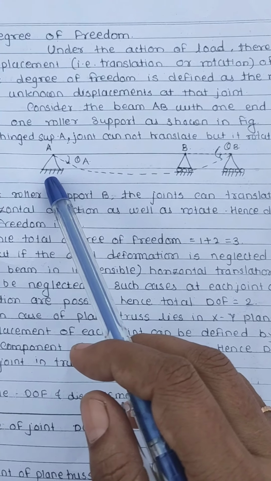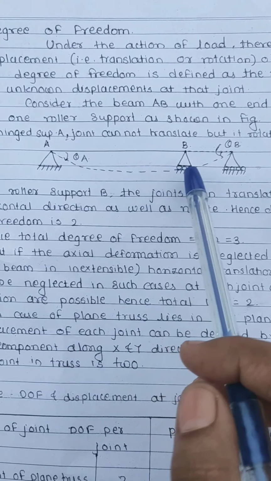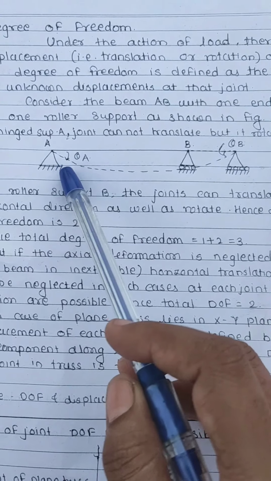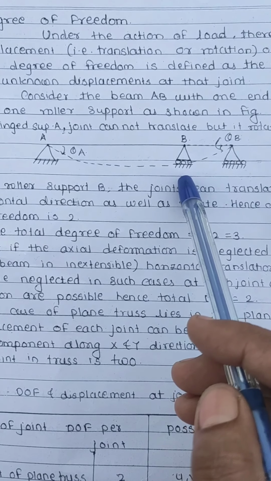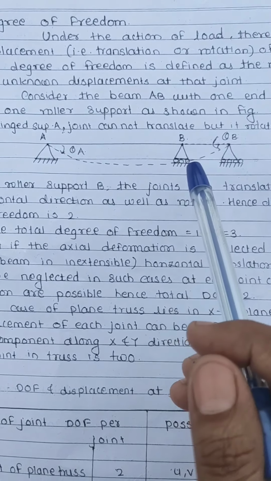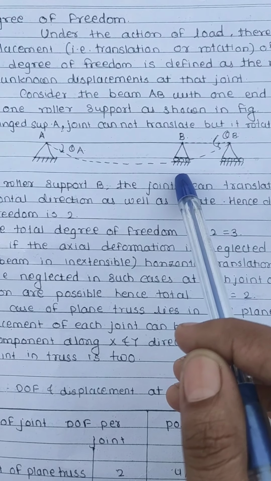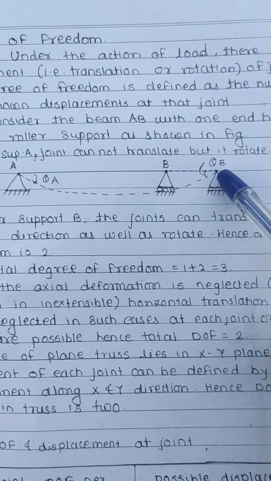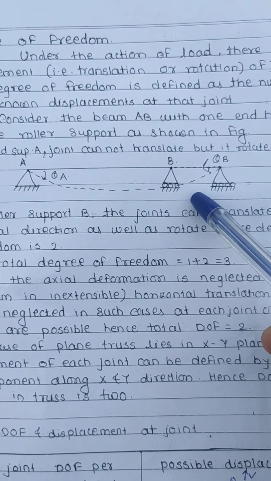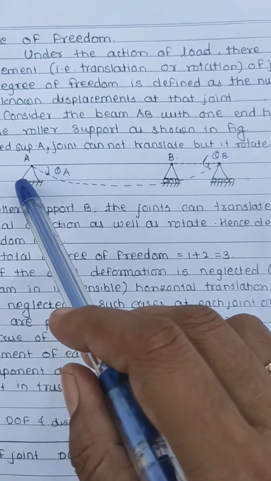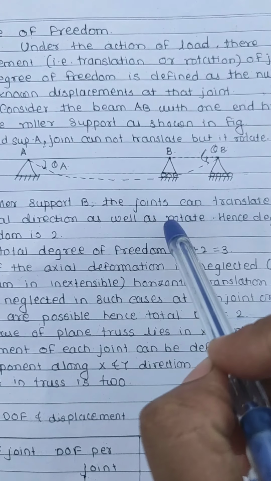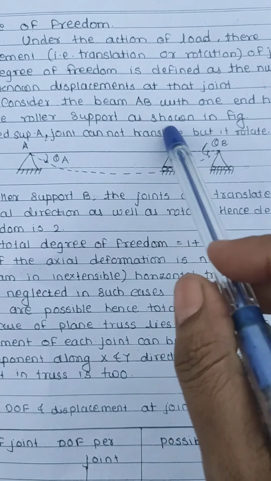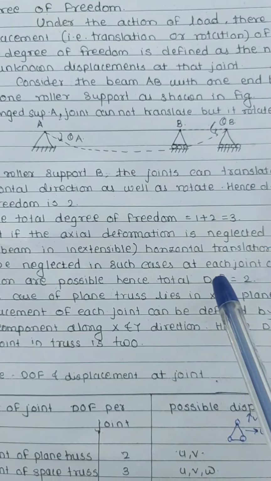So the total degree of freedom for this particular beam is: for hinge support one release, meaning 1 degree of freedom, and for roller support there are two releases, one horizontal and one rotation, meaning 2 degrees of freedom. So the total degree of freedom is 1 plus 2, that is equal to 3. That 3 indicates the kinematic degree of indeterminacy for this particular beam.